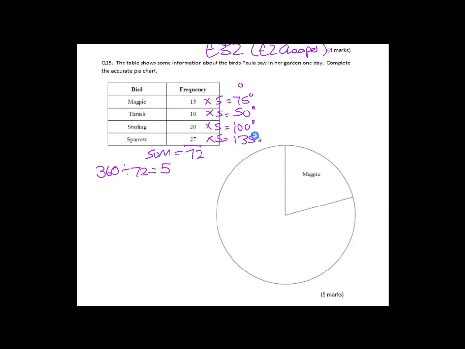Gives us 135 degrees. So what we need to do now is plot the other birds, as the magpie is already down and is 75 degrees. Don't forget to put a title, so we'll call this Garden Birds as our title, and we'll now start plotting the other birds.